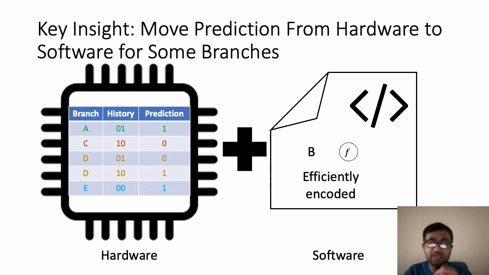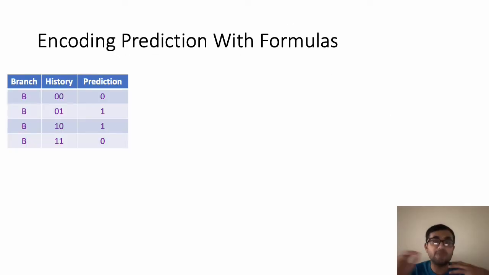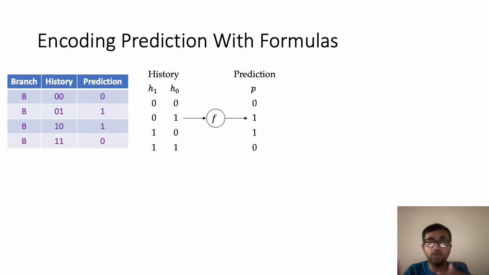history table of a single branch using a single formula. Let's see how Whisper accomplishes that. Instead of memorizing histories as a table for each branch, Whisper finds and stores a formula that takes these histories as input and produces the prediction as output. As both input and output of this formula are bits, this is a Boolean formula.